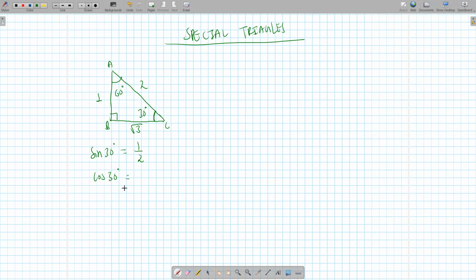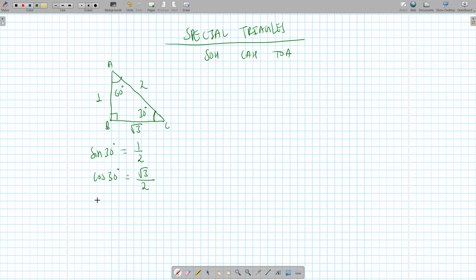Just use SOHCAHTOA. Adjacent over the hypotenuse from 30 degrees perspective. So from this side, what's its adjacent? It's √3, right? Not just 3, √3. What's the hypotenuse? 2, there we go. So cosine of 30 is √3/2.